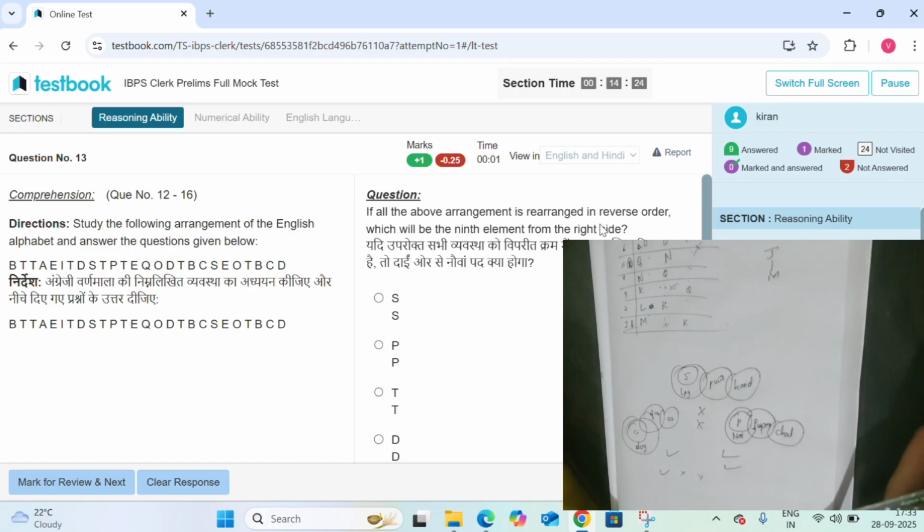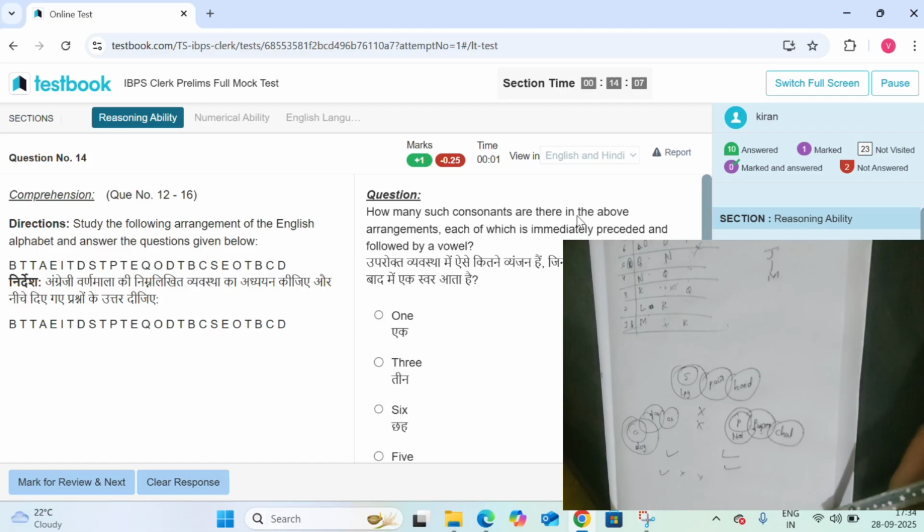If the above arrangement is arranged in reverse order, which will be the ninth element from the right hand? Right hand, ninth element. Reverse order means from the left hand we have to find: 1, 2, 3, 4, 5, 6, 7, 8, 9. Yes.